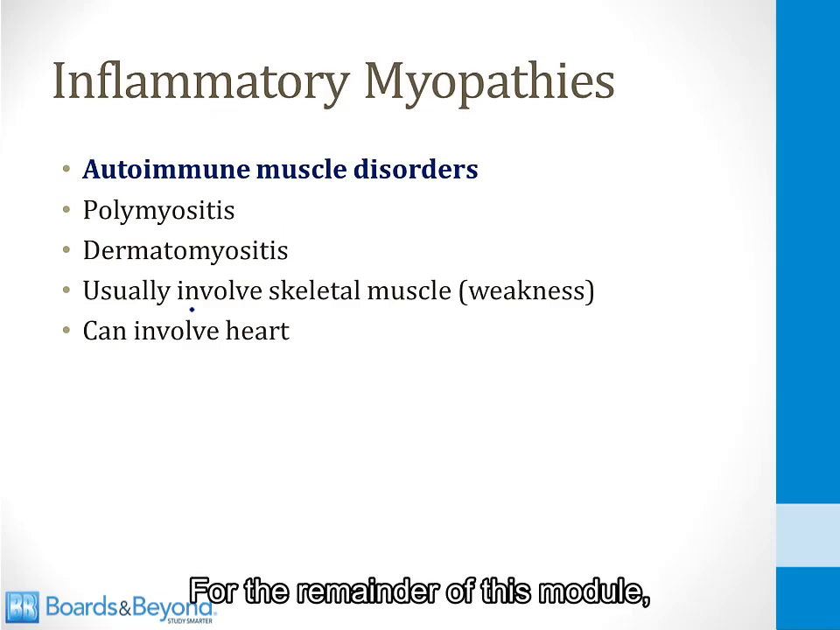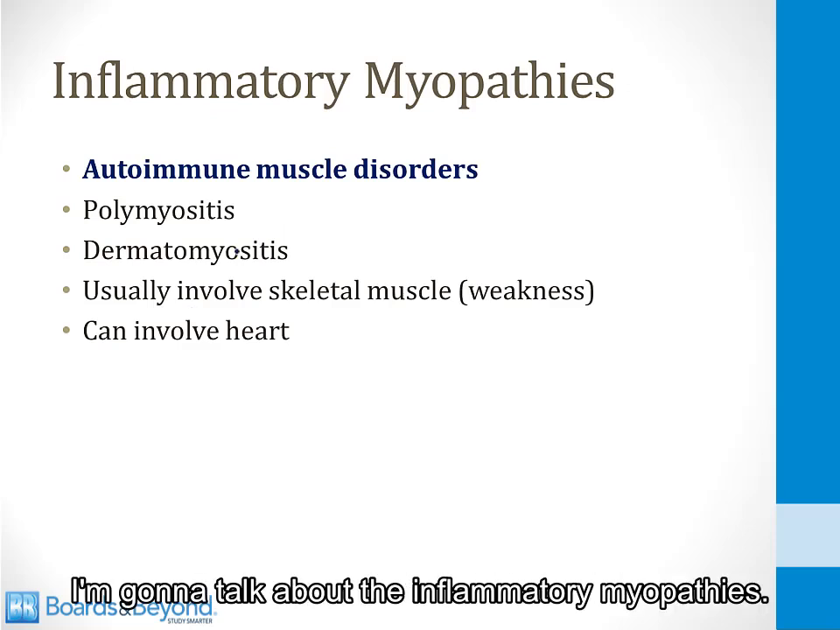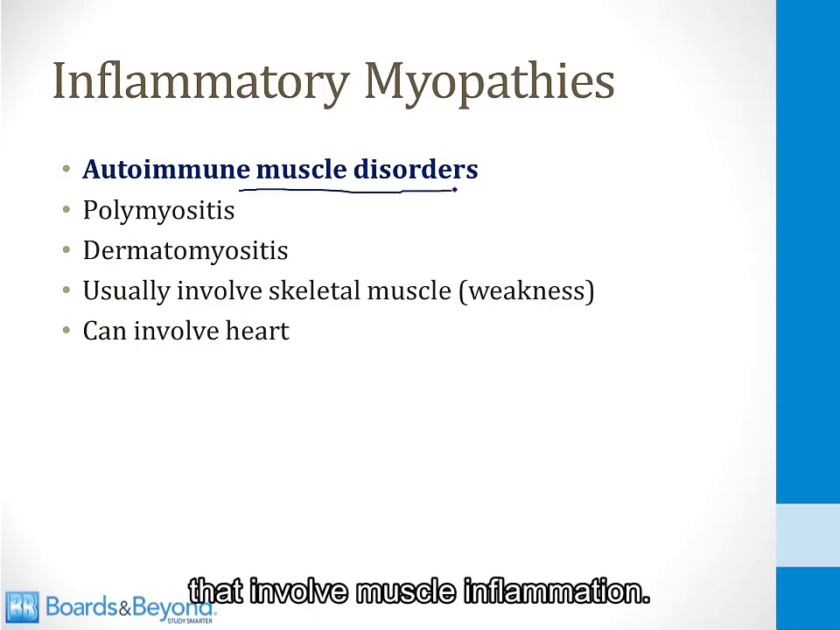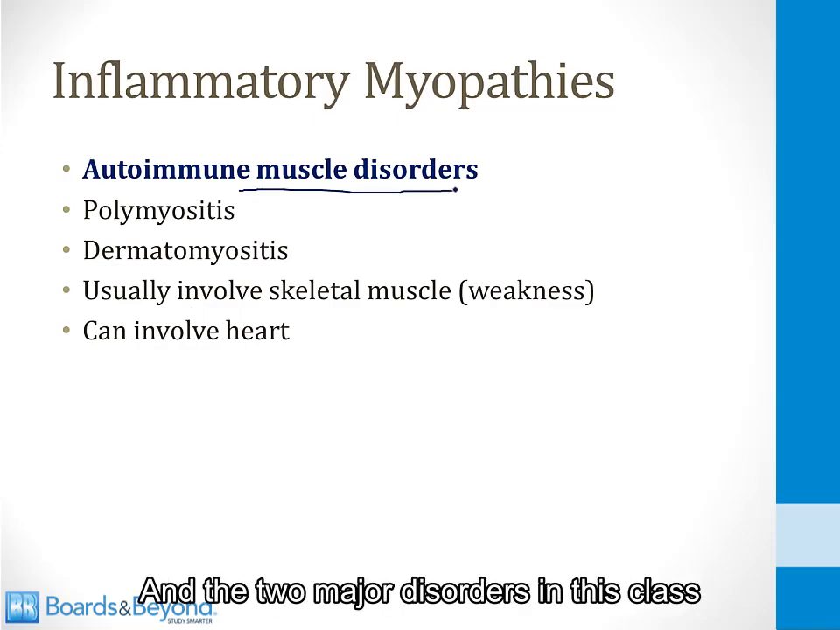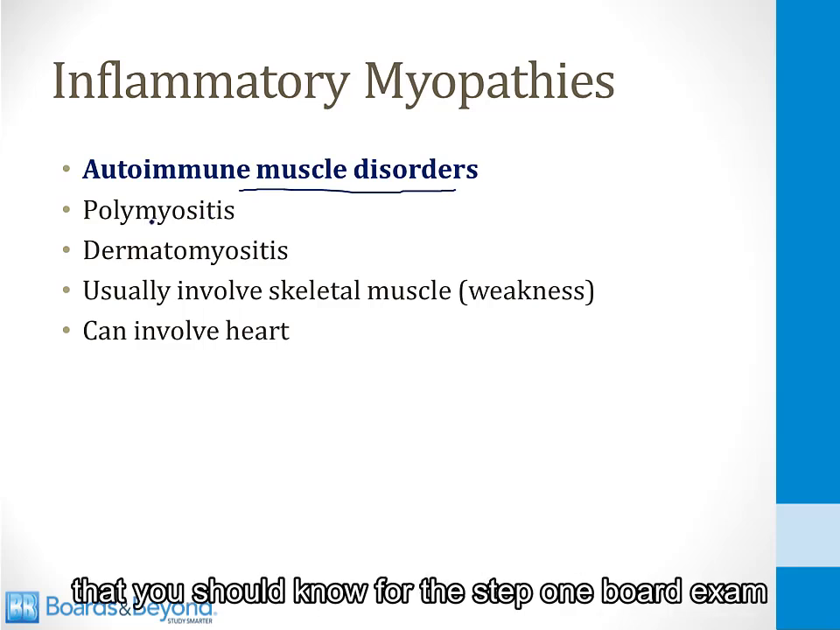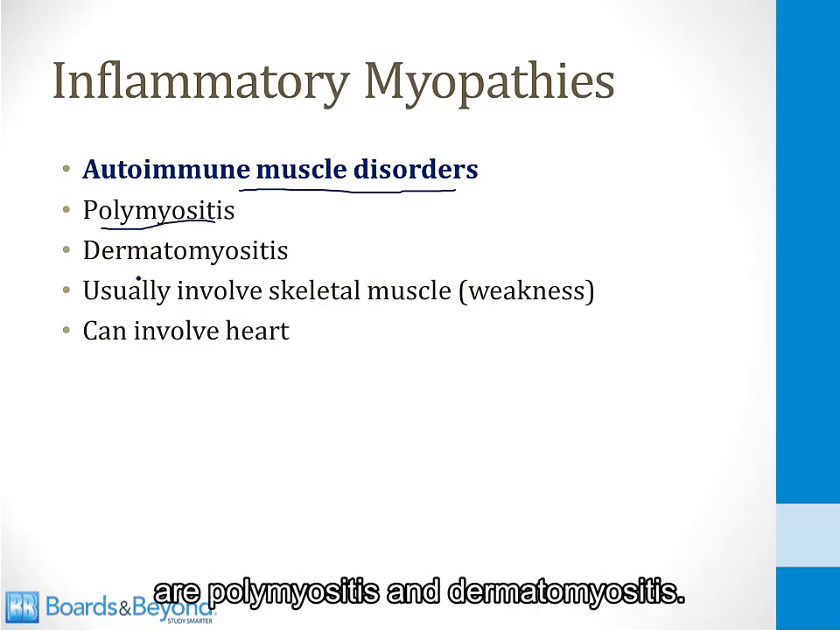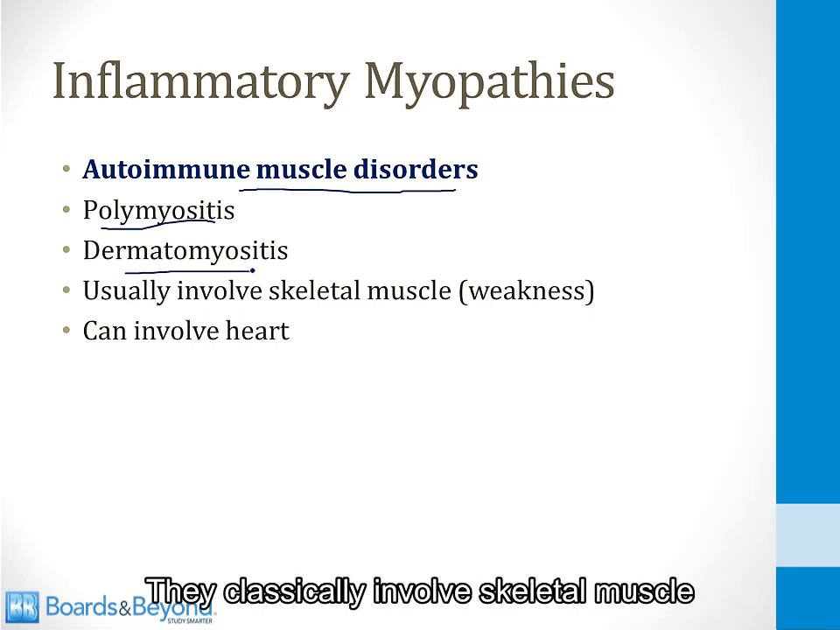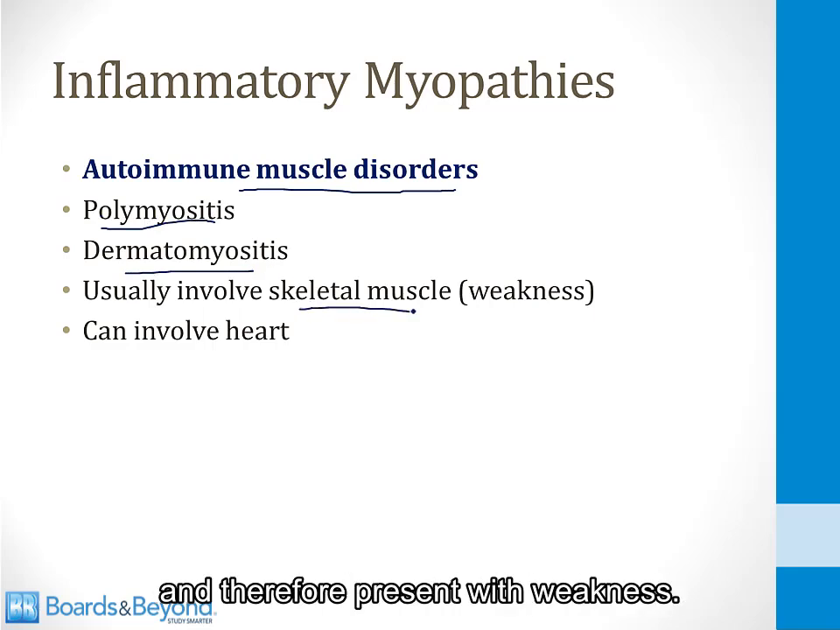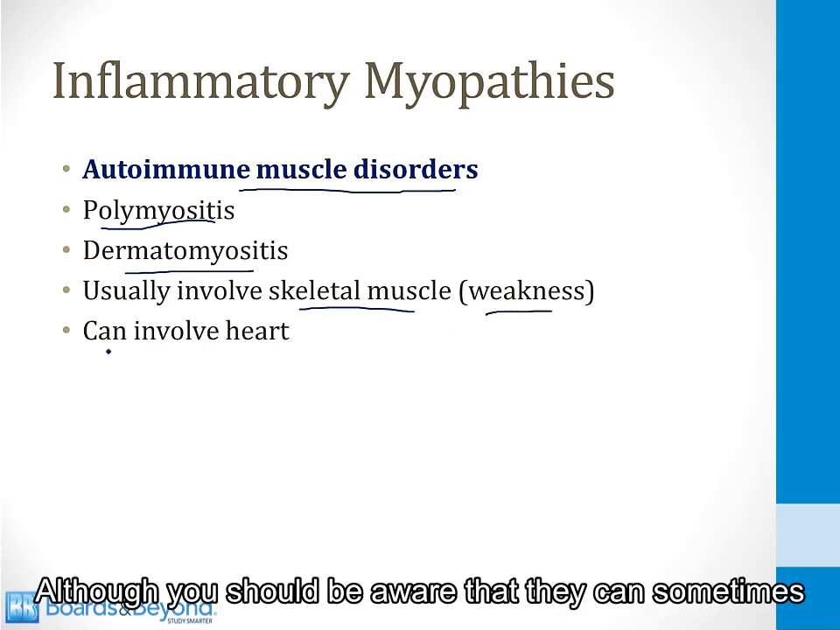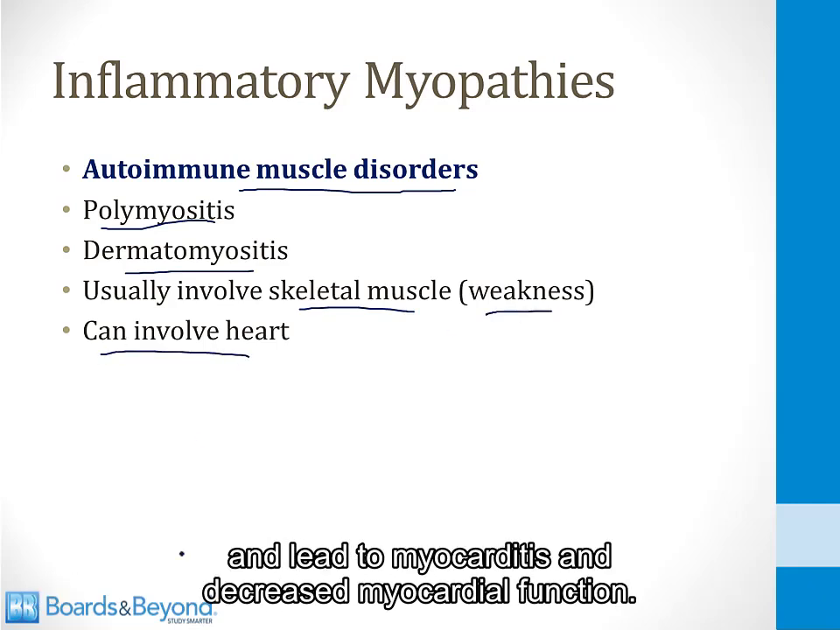For the remainder of this module, I'm going to talk about the inflammatory myopathies. These are autoimmune muscle disorders that involve muscle inflammation, and the two major disorders in this class that you should know for the Step 1 board exam are polymyositis and dermatomyositis. They classically involve skeletal muscle and therefore present with weakness, although you should be aware that they can sometimes involve the heart and lead to myocarditis and decreased myocardial function.